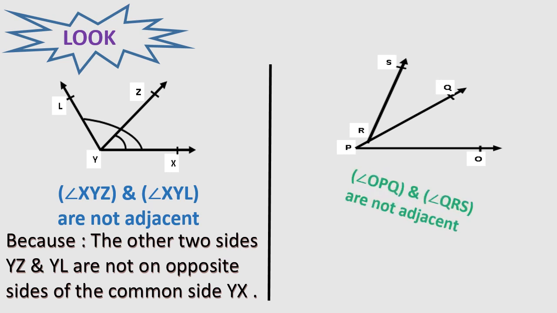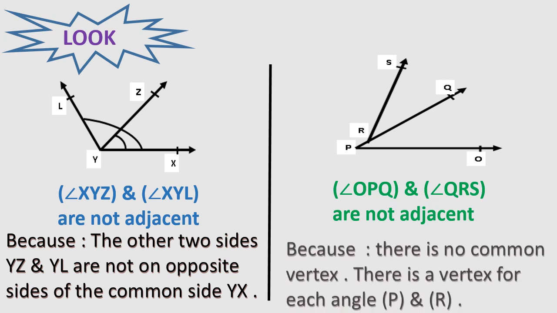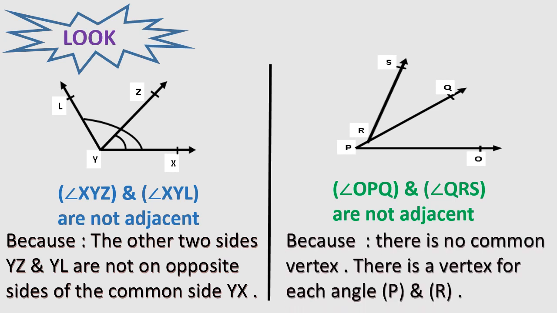Here also I have two angles, OPQ and QRS, which are not adjacent because there is no common vertex. There is a vertex for each angle, one of them P and the other R.